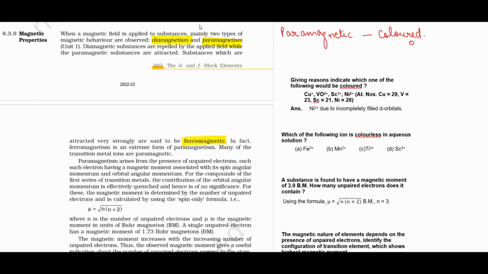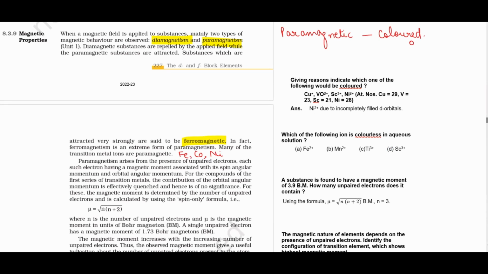Strong permanent magnetism is ferromagnetic. And which are the three ferromagnetic substances? The three ferromagnetic substances are iron, cobalt, and nickel. These are used to make permanent magnets. Then, which of the following ions is colorless? Again, you simply check the diamagnetic nature, and you will find the colorless ion, Sc3+.